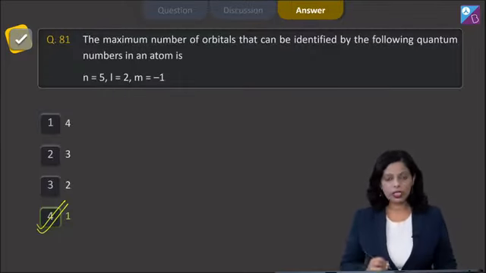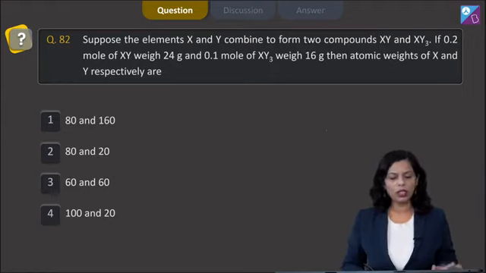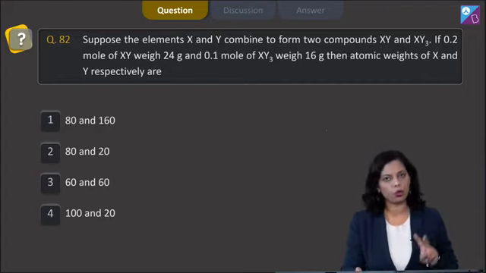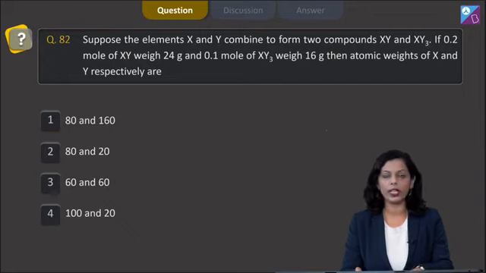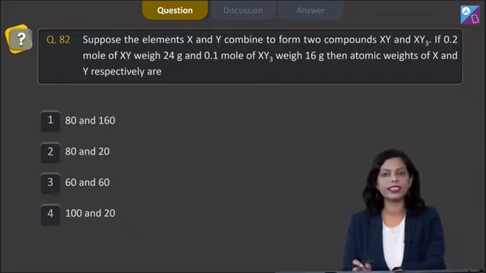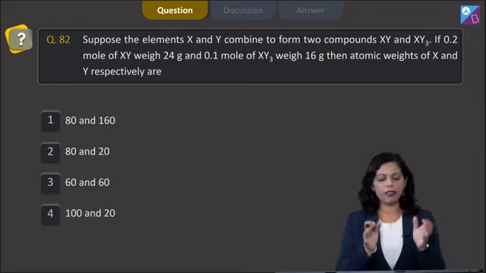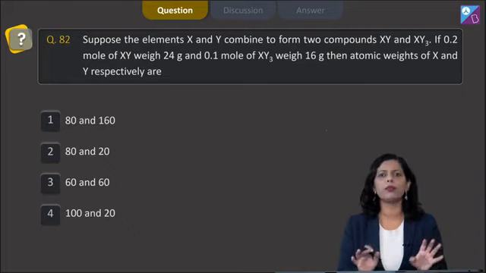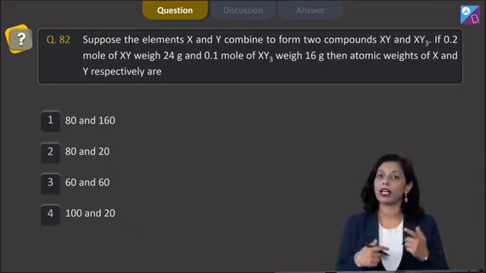Now the next question is question number 82. Suppose the elements X and Y combine to form two compounds XY and XY3. So two compounds it is forming. If 0.2 mole of XY weighs 24 gram and 0.1 mole of XY3 weighs 16 gram, it means different quantities, different moles are given and their weight is also given. With the help of that, you can easily find out the mass of 1 mole.